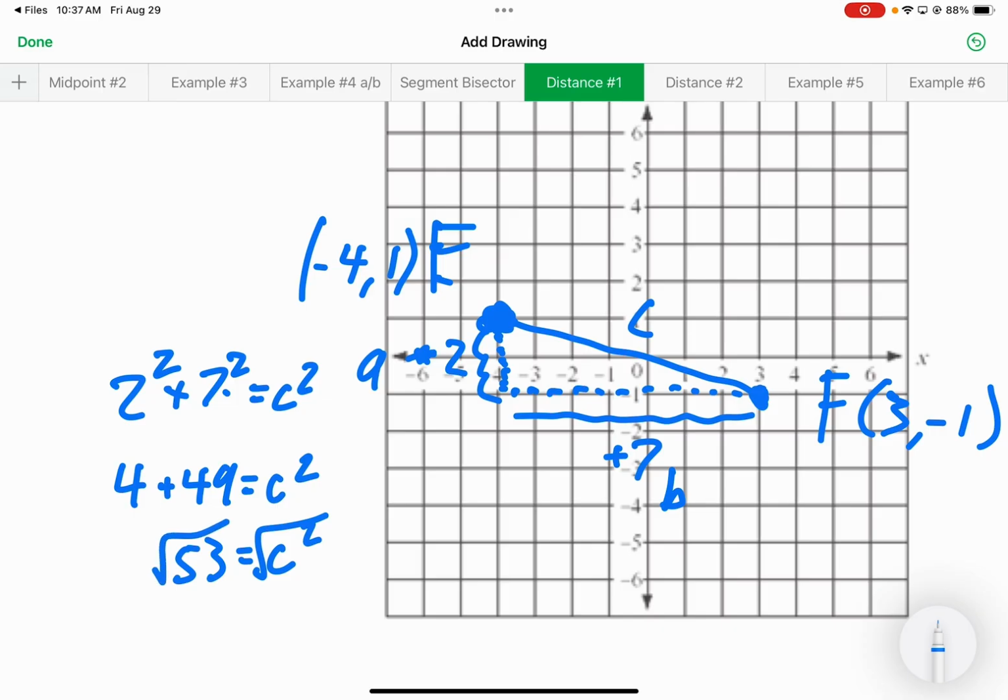Now, is 53 a perfect square? No, it is not. It's some value bigger than 7 because 49 is a close perfect square, and it's going to be probably like 7.14 or something like that. But you can leave your answer as the square root of 53. That is a good answer. If you really want to give me a decimal as an answer, you can do that as well. Okay? All right. Questions there?